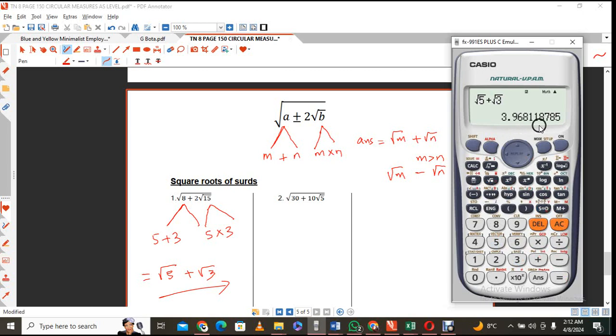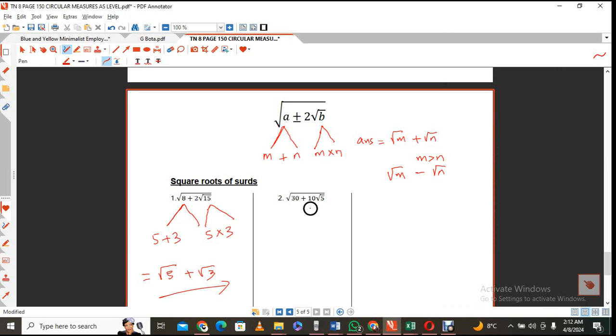Can you see that? So that's the square root of surds. Now let's look at this particular scenario here. There's not a 2 there, but 10 can be written as 2 times 5, or 2 times the square root of 25. And there's a reason why I do that.